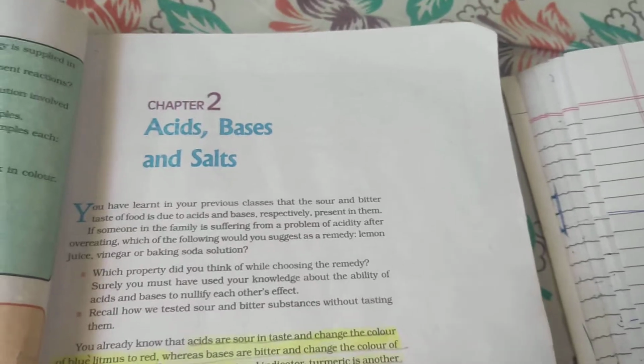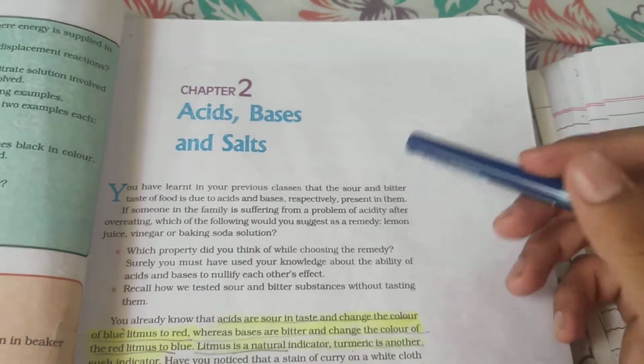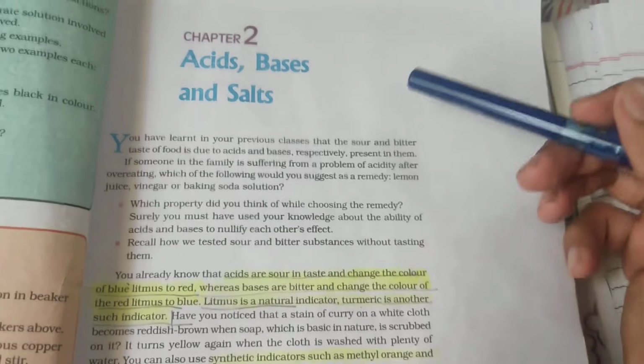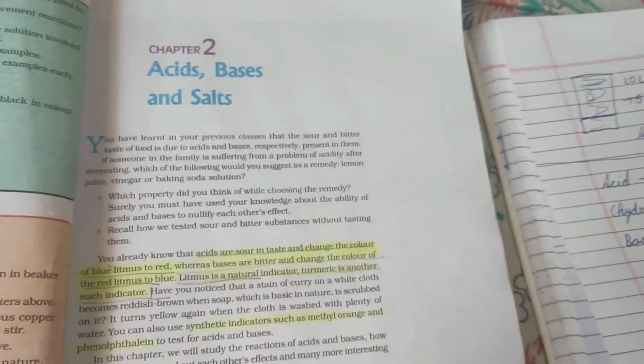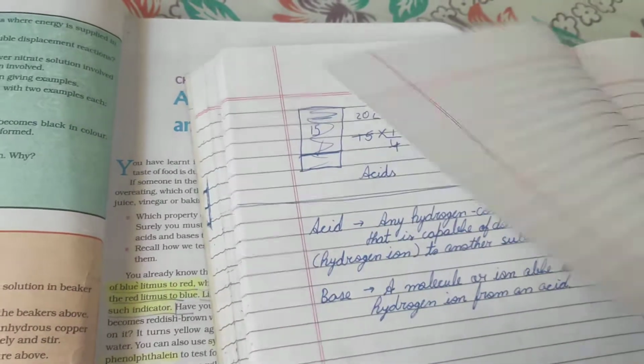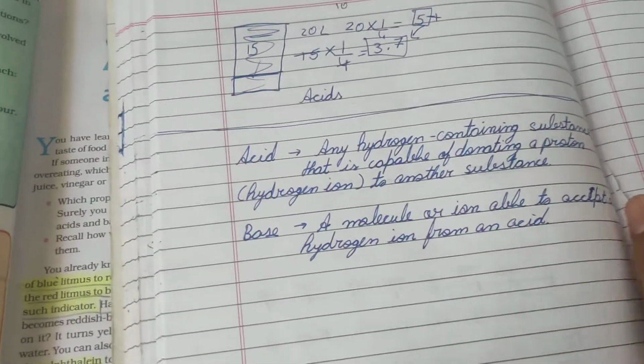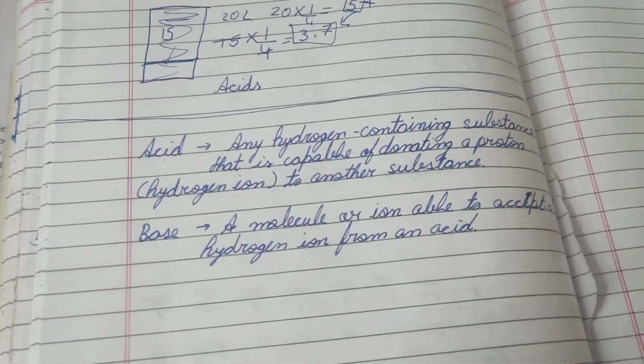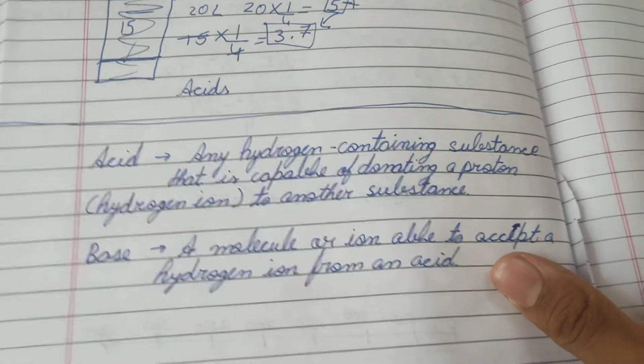So today we'll be learning acids, bases and salts. This is chapter 2 of class 10th NCERT science. But before moving on through the book, we should first try to find out what actually an acid or base is. The definition is not given in the book, so we'll just read it from somewhere else.